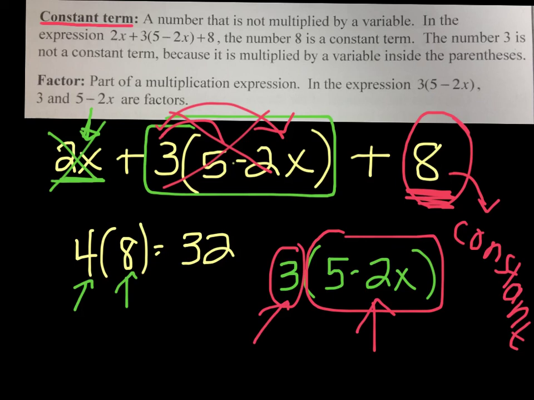Now, you could have more than that. You could have 3 times 9 times 2x. Now there's not just two factors, there's 3. It's the three things I'm multiplying, 3, 9, and 2x. So I have 3 factors in that case.